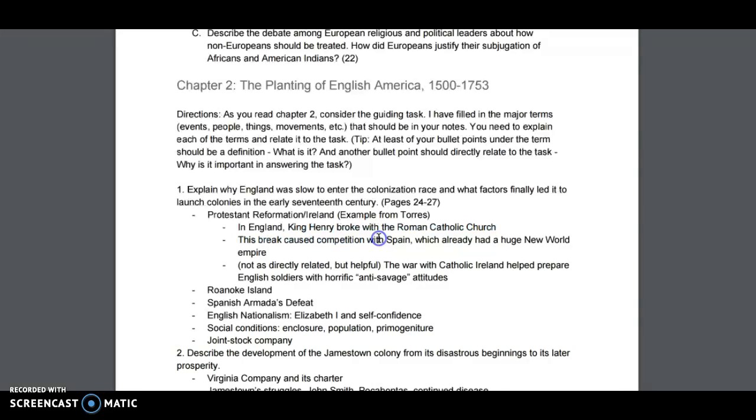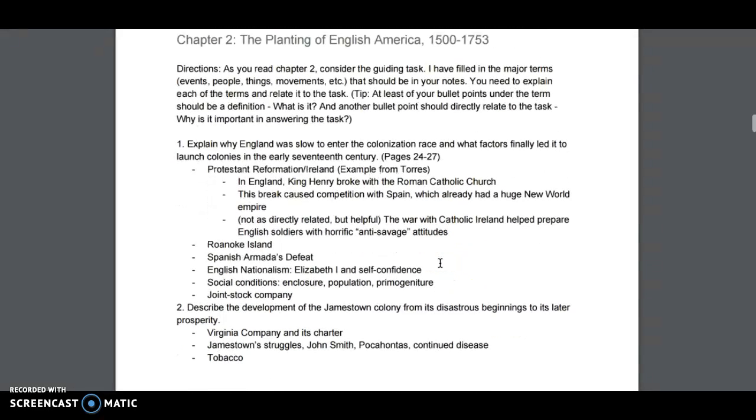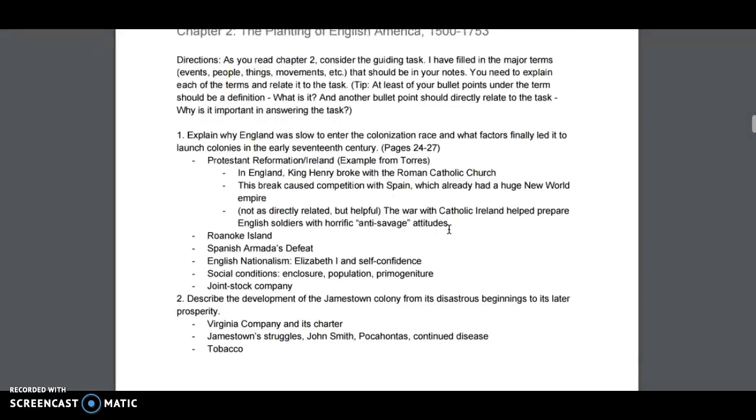So King Henry breaking with the Roman Catholic Church automatically set up some competition with the Catholics, with England as the big Protestant power in Europe, and England was watching Spain and seeing how wealthy it was getting from its New World empire and wanted to get in on the game. An interesting side note that is important is that the English fought a war with Catholic Ireland, and a lot of those attitudes of white superiority really would shape how the English treated the Native Americans.